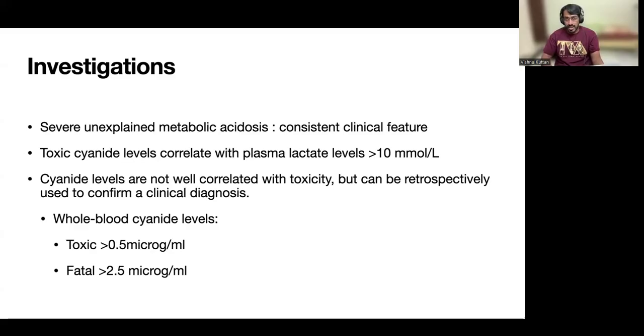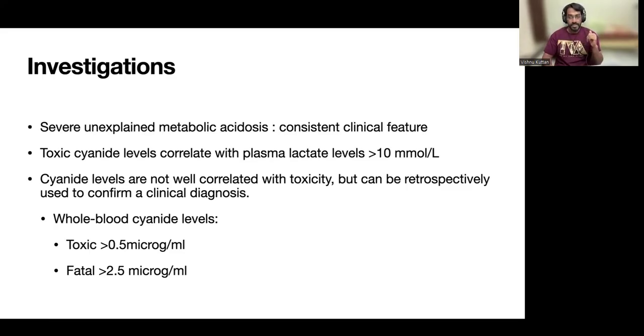So again, it is basically a repetition of carbon monoxide. Severe unexplained metabolic acidosis are consistent clinical features, and you can find very raised lactate levels. Carbon monoxide poisoning also, you are not going to find this much raised lactate. Lactates of more than 10 actually correlate with toxic cyanide levels. So this patient is going to be very sick very fast. You need to diagnose it very fast. And one way by which you can correlate the amount of toxicity that the patient has is by looking at your lactate levels.